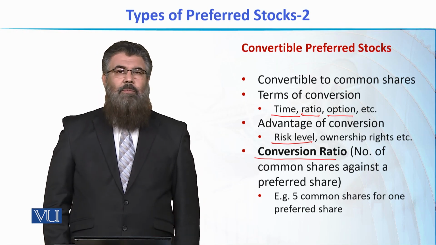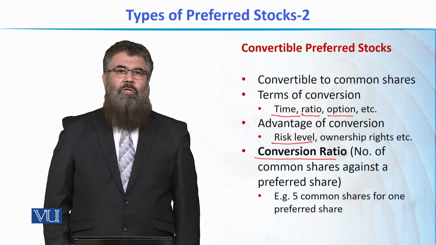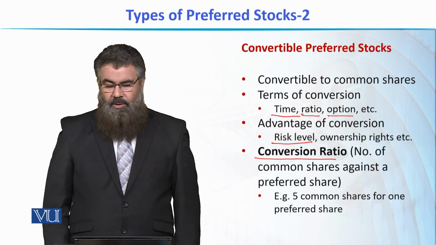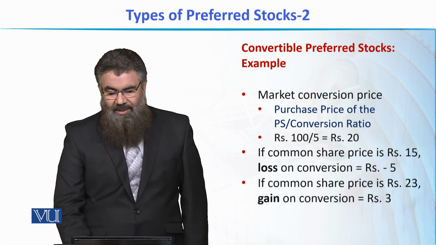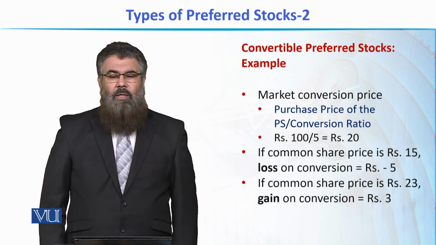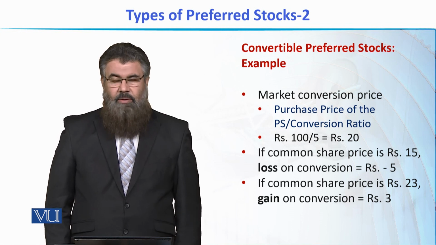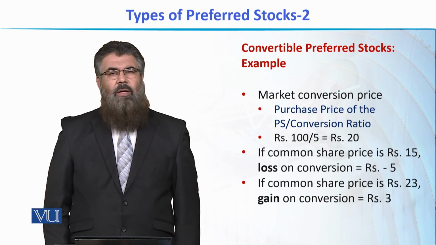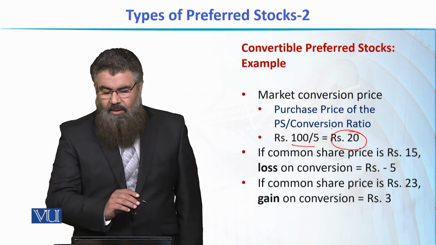Again, it is pre-decided and predetermined when the preference shares are issued with a feature of conversion, that how many common stocks or shares will be issued against one preference share when the conversion will take place. Suppose if 5 common shares are to be given against one share, then this 1/5 will be the conversion ratio. Suppose that we have the market price of preference share equal to 100 rupees, or that is the purchase price of that preference share, and the conversion ratio is 5. So what we get here is rupees 20.